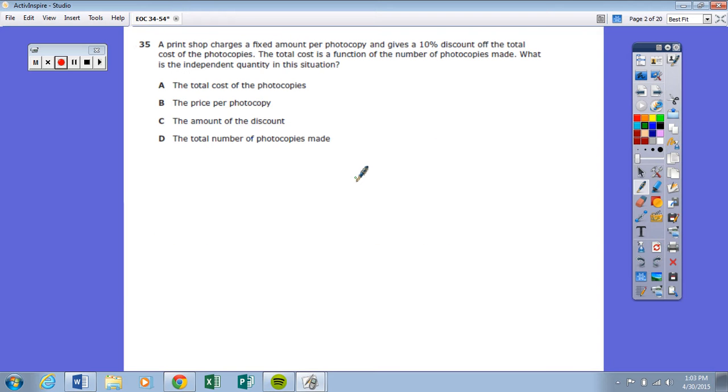Number 35. Okay, so we're talking about a print shop. It charges per photocopy, gives a discount, and it says cost is a function of number of photocopies made. So these are the two things we're comparing, the cost and the number of photocopies. It says what is independent, so that means nobody depends on it. So does the cost depend on the photocopies, or does the photocopies depend on the cost? Well, the way I see it, first you have to have a number of photocopies, and that would be your independent. And then depending on that, it's going to tell you how much everything would cost. So I would go with D.